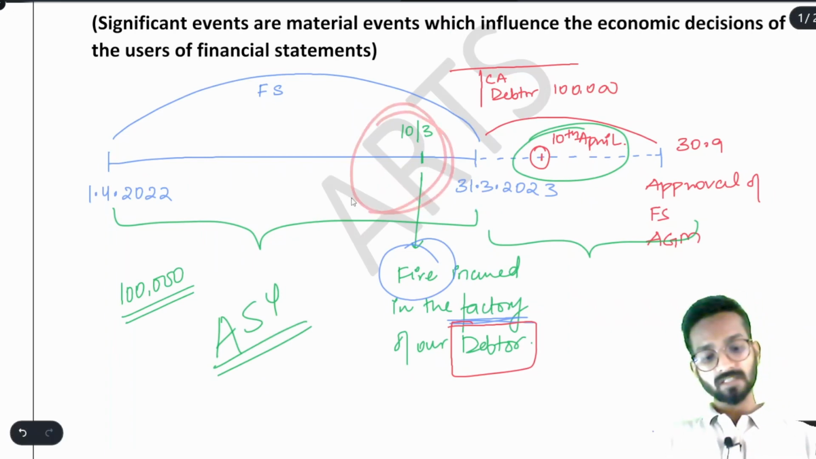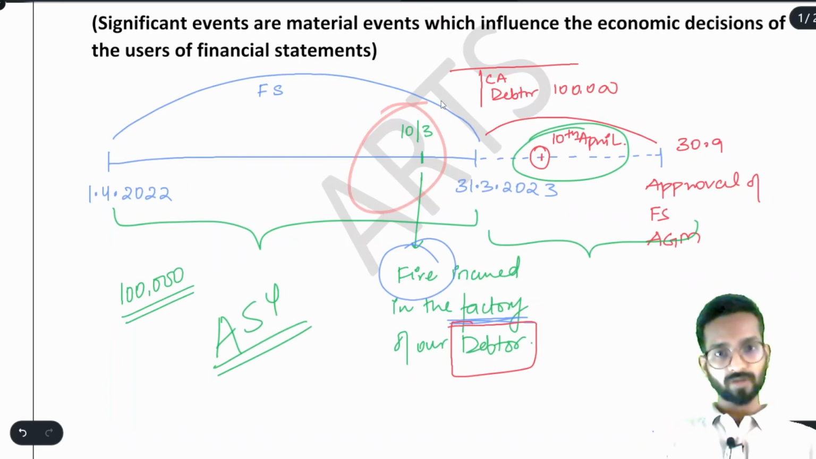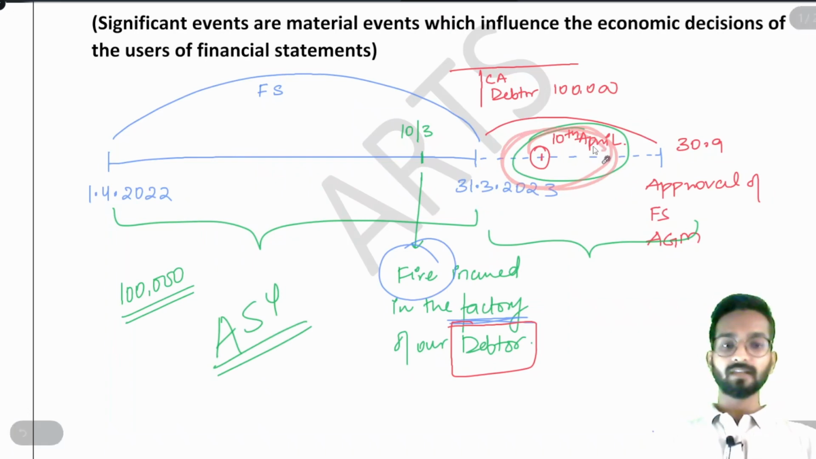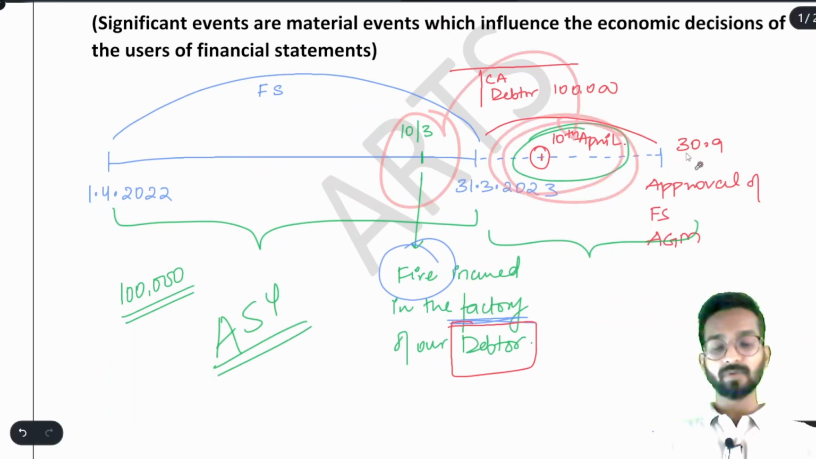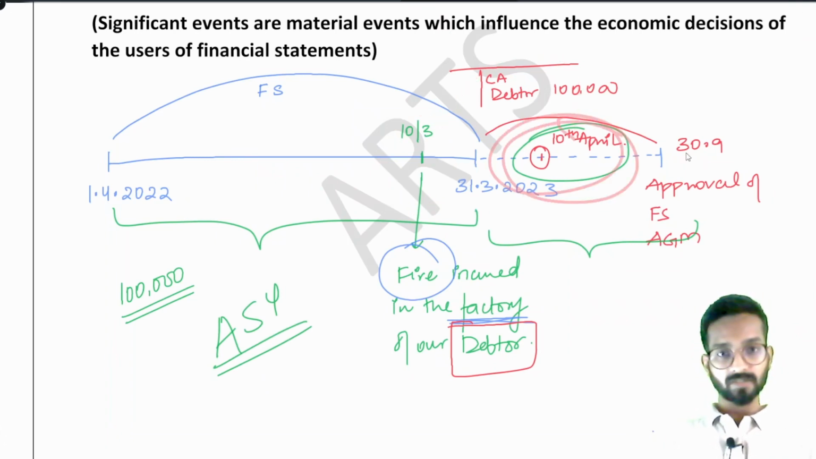There was a contingency that had already taken place. You can say contingency, you can say condition, you can say any situation. There was already this contingency before the date of balance sheet. Now, the event of insolvency of a debtor happened after the date of balance sheet. This is the meaning of contingency and the event which takes place after the date of balance sheet.